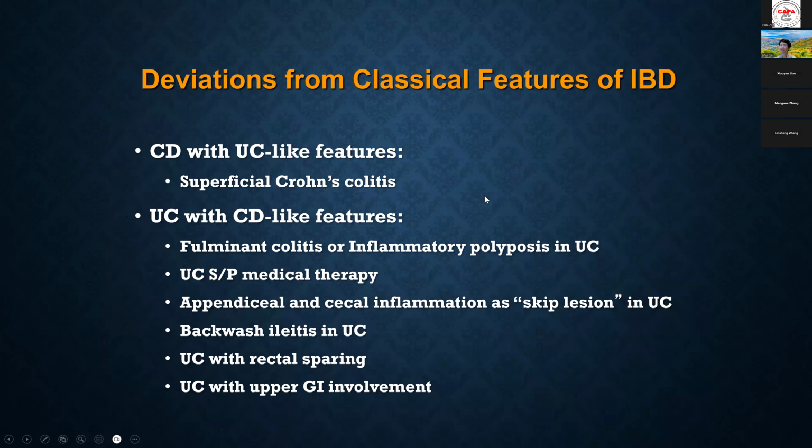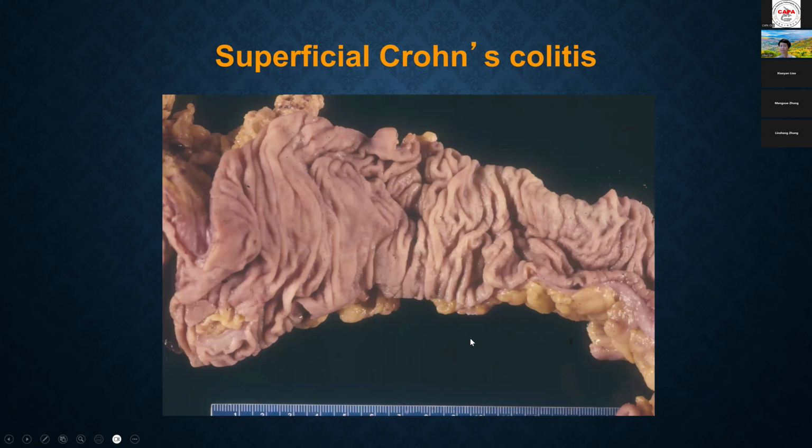So what are the atypical features of IBD? Sometimes Crohn's disease may look like UC, so we're talking about superficial Crohn's colitis. And more often UC may look like Crohn's, with transmural inflammation, skip lesions, ileal segment involvement, rectal sparing and upper GI involvement. So first, superficial Crohn's disease.